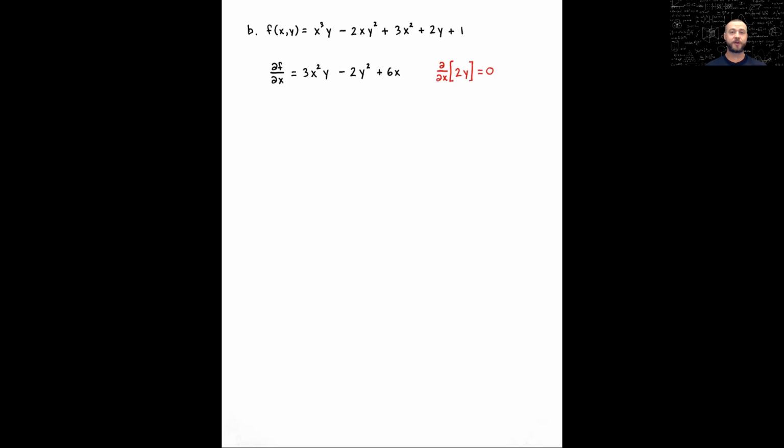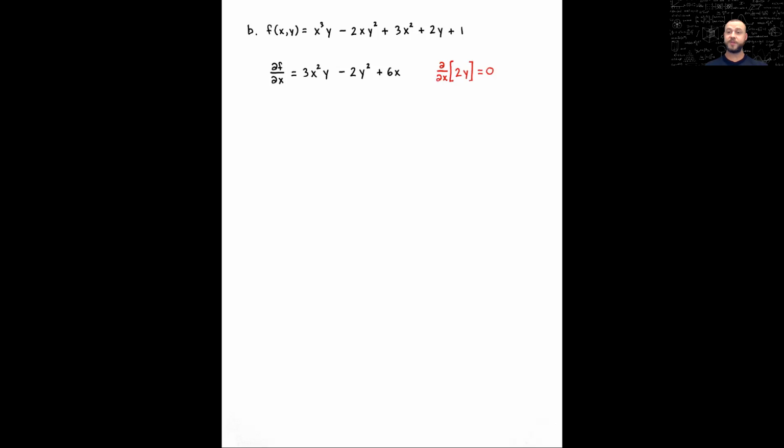Now, the only change here with calculating this x partial derivative is to be careful with differentiating 2y. We're thinking right now of y as being a constant. And what is the derivative of a constant? 0. So the last two terms, 2y and 1, both partially differentiate to 0.